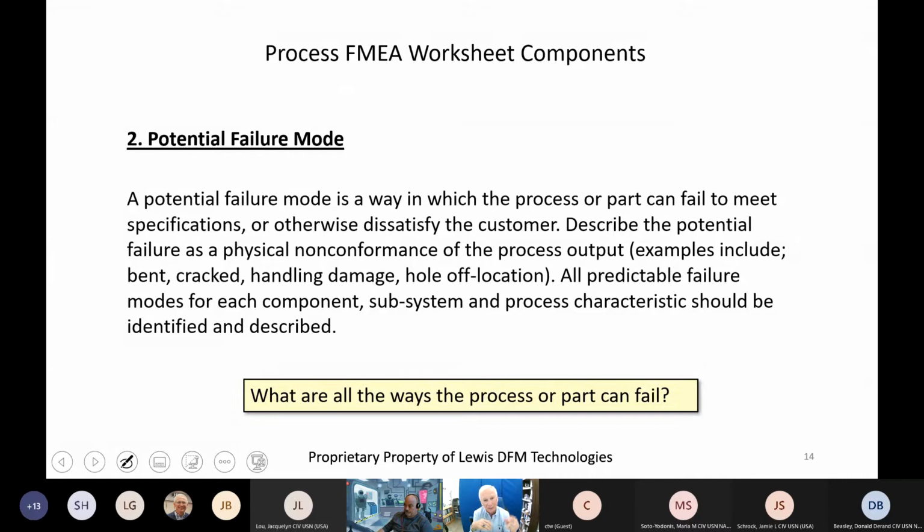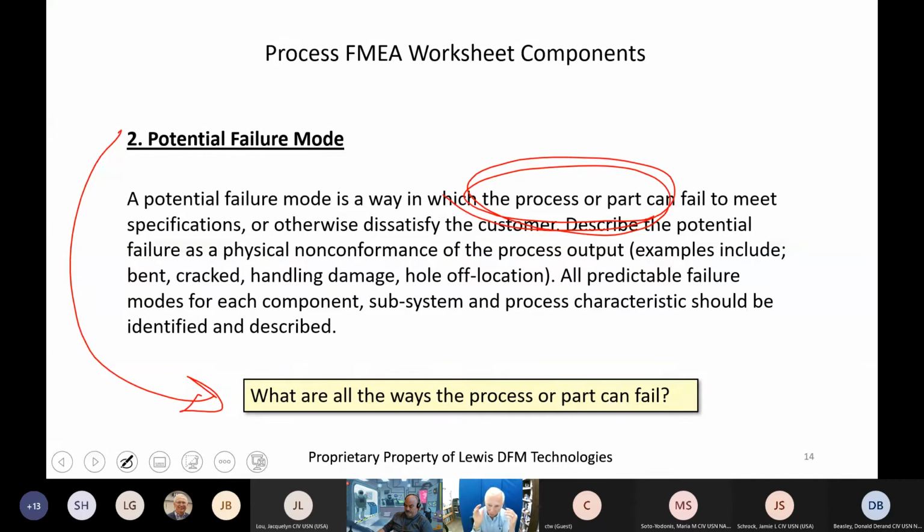The second one is potential failure mode. And the potential failure mode is nothing more than what are the ways the process or the part can fail. Okay, now I'm going to circle this again because it's really important. We can't just look at only the process, including inspection. We also need to look at the part itself.